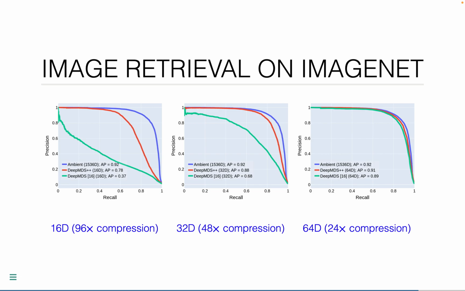Here we show the precision recall curves for image search and retrieval. At 64 dimensions, both Deep MDS and Deep MDS++ perform as well as the original high dimensional features. As we compress the features, Deep MDS++ fares better than Deep MDS.